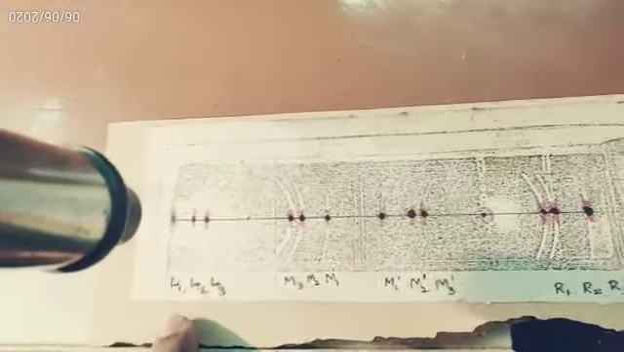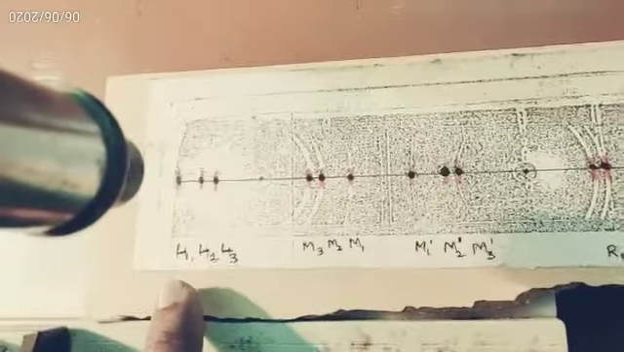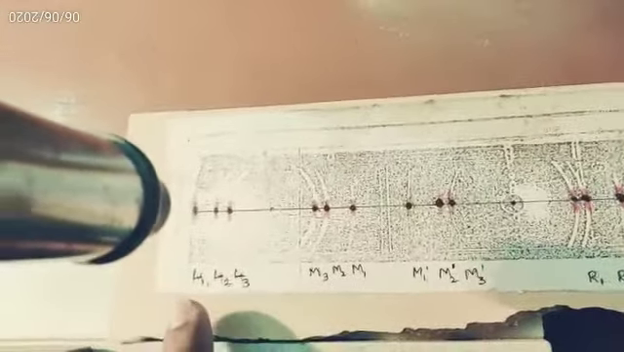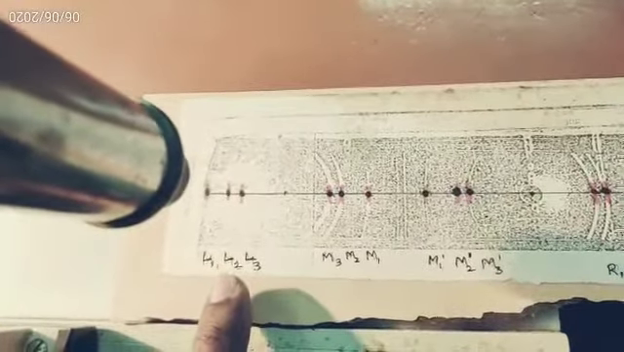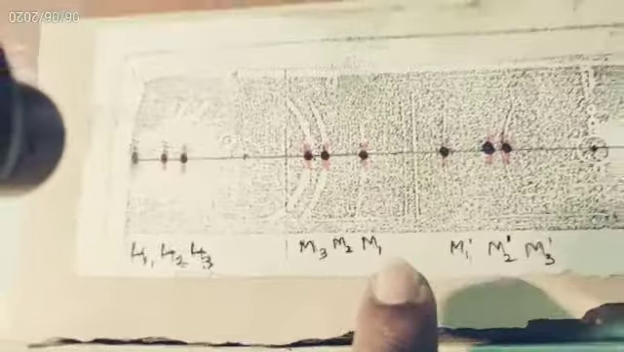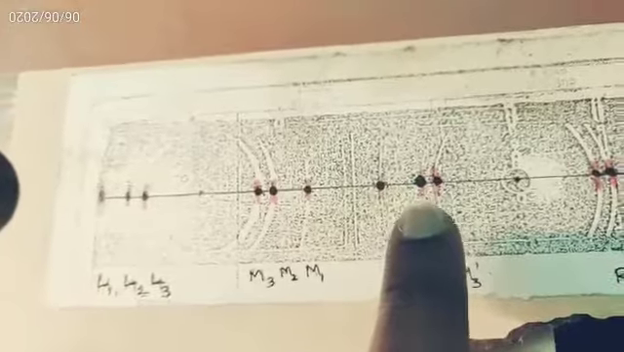This is X-ray film. I have 12 points on X-ray film. I am going to call those points as L1, that is first point. Second point is L2, third point is L3, similarly M3, M2, M1, next is M1 dash, M2 dash, M3 dash, R1, R2, R3.